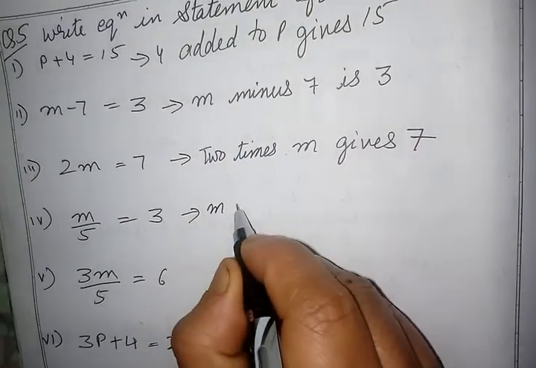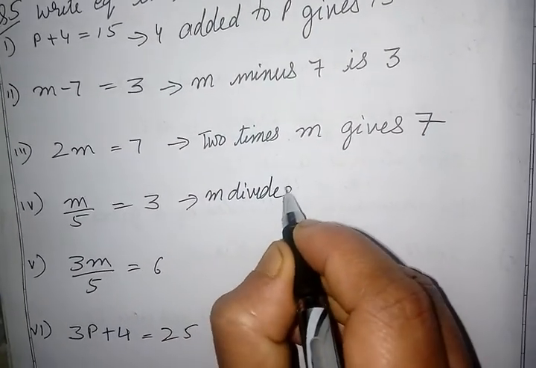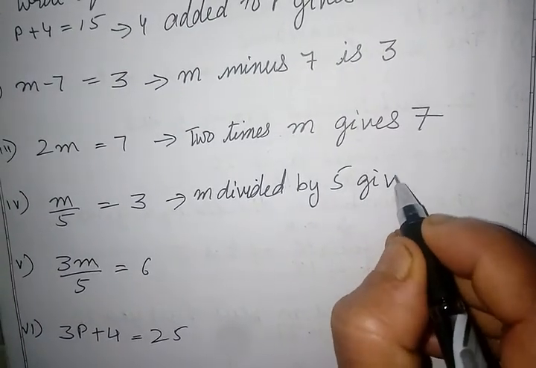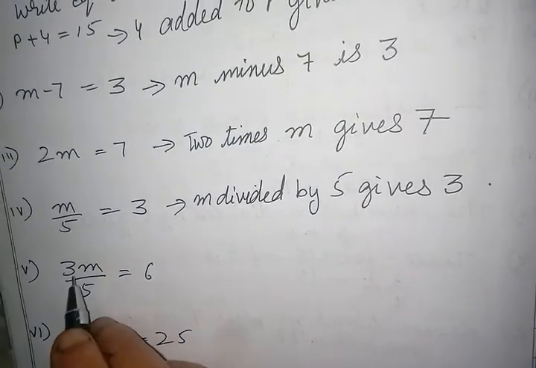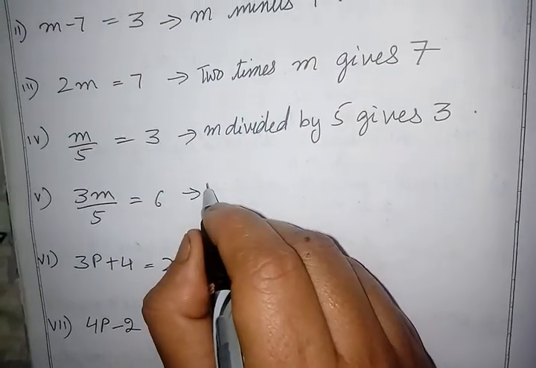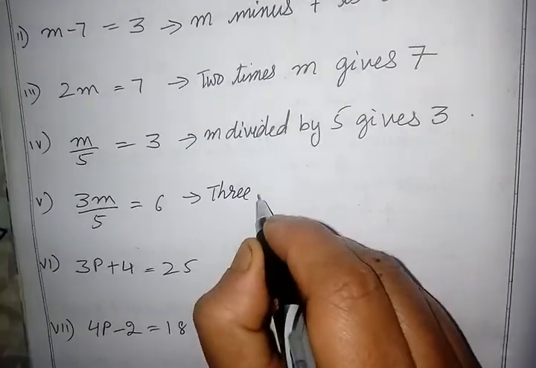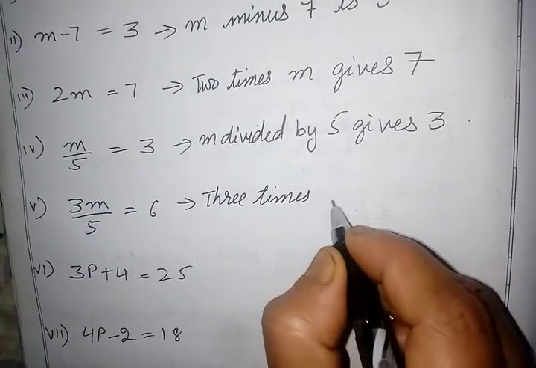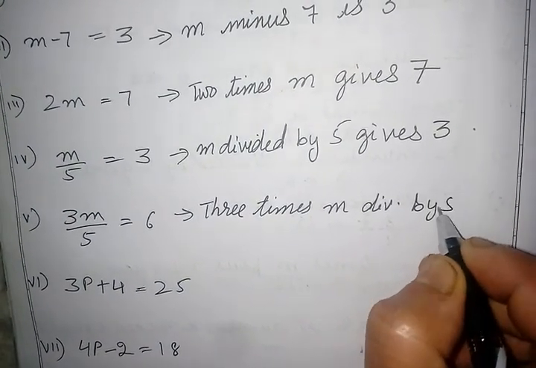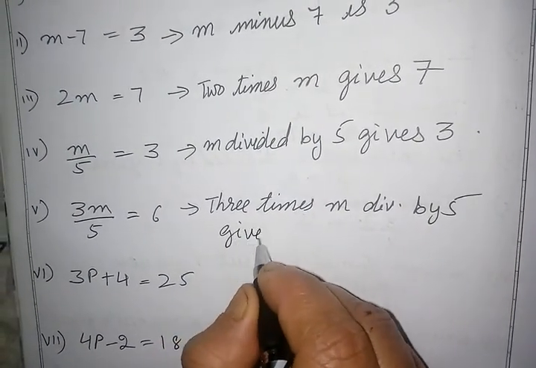M divided by 5 gives 3. Is it clear? 3m means 3 multiplies m, so 3 times m divided by 5 gives 6.